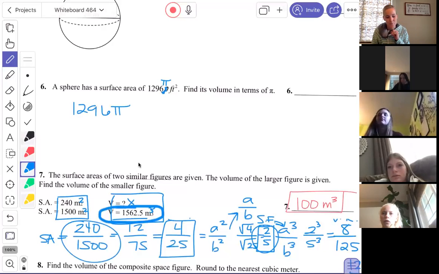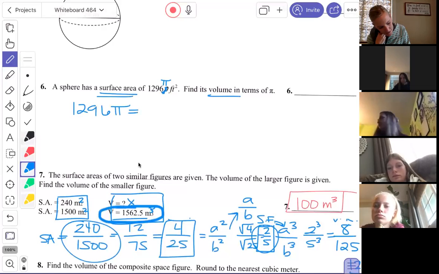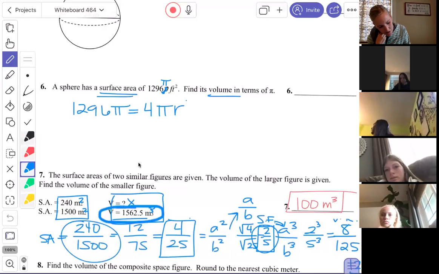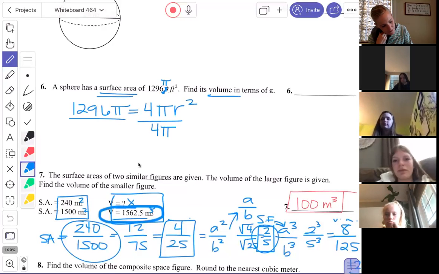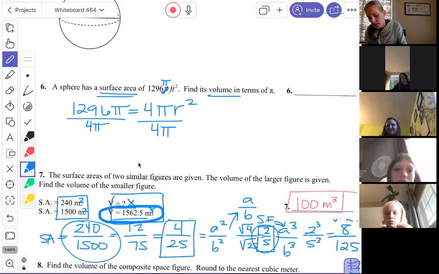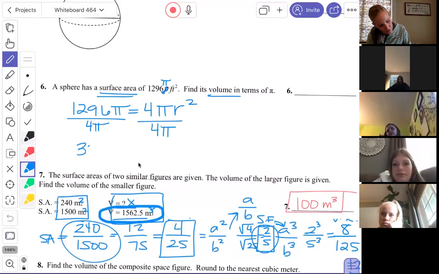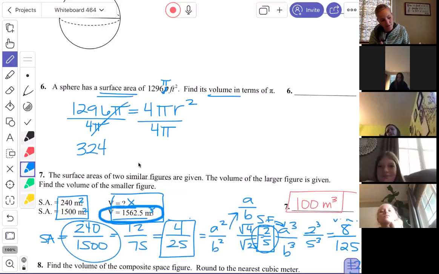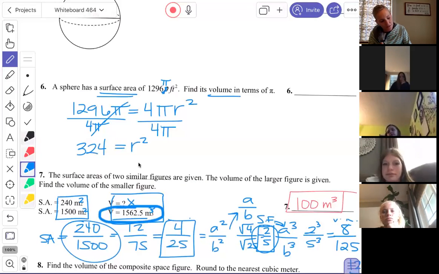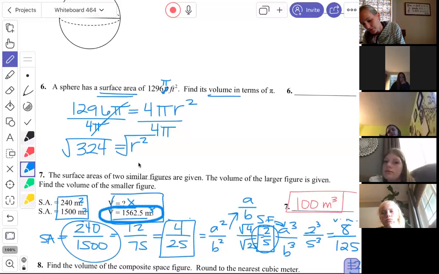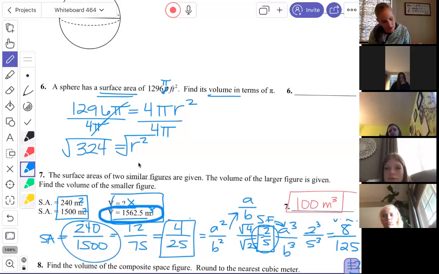So 1296 pi is the surface area of a sphere, and you're finding the volume. It's kind of the reverse of what we just did. This is 4 pi r squared. If we divide by 4 pi on both sides, 1296 divided by 4 is 324, right? Pi divided by pi is 1, so those go away. Then you take the square root, so the square root of 324 is 18.